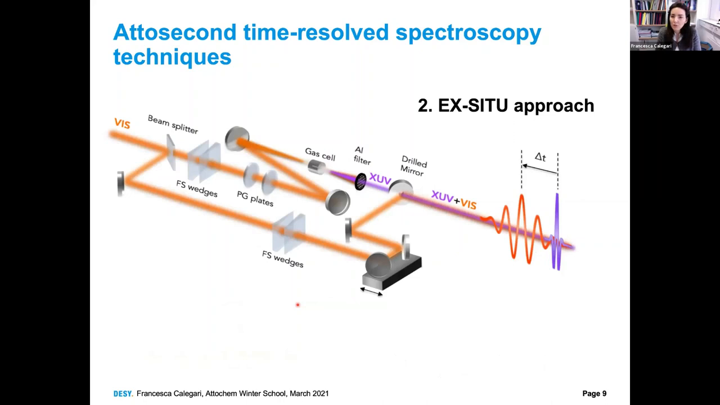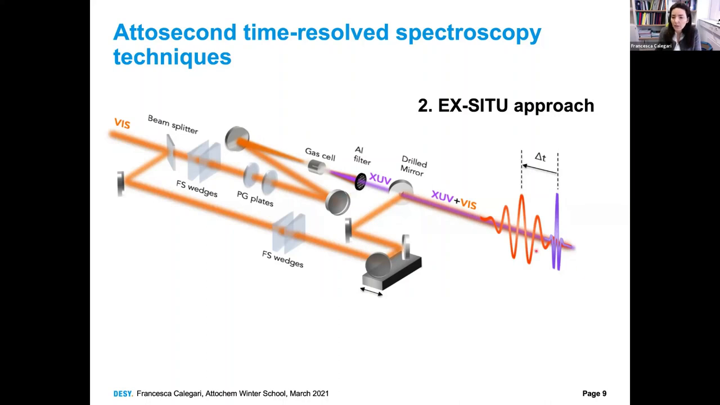The second category is the so-called ex situ approaches. So here it is a little bit more complicated because, as I show here as an example of the experimental implementation of this ex situ approach, one needs to split the beam in two. So you have your IR driving field generating the attosecond pulse or the attosecond pulse trains in your gas cell. And then again, you isolate your XUV emitted radiation with a filter.